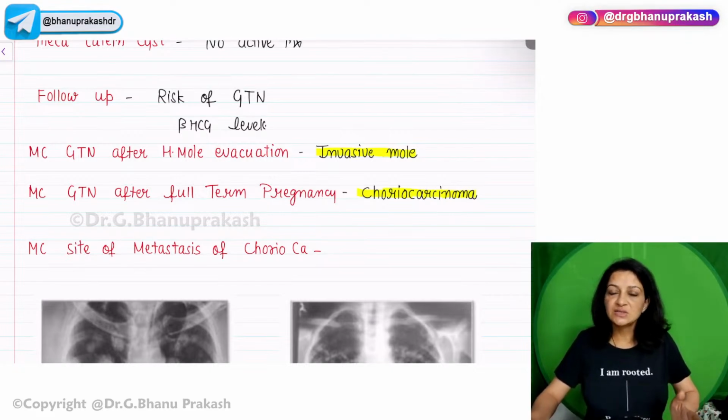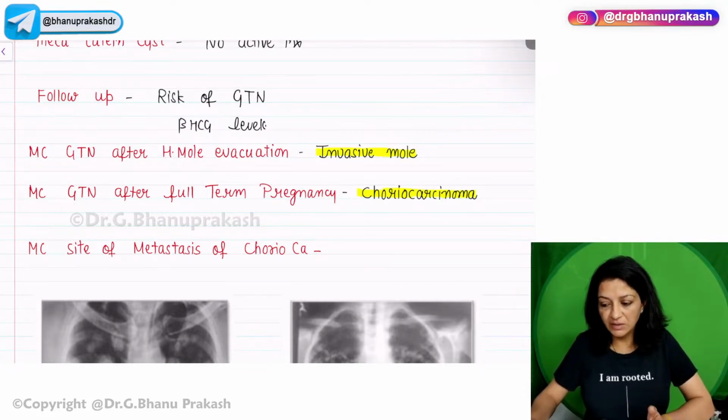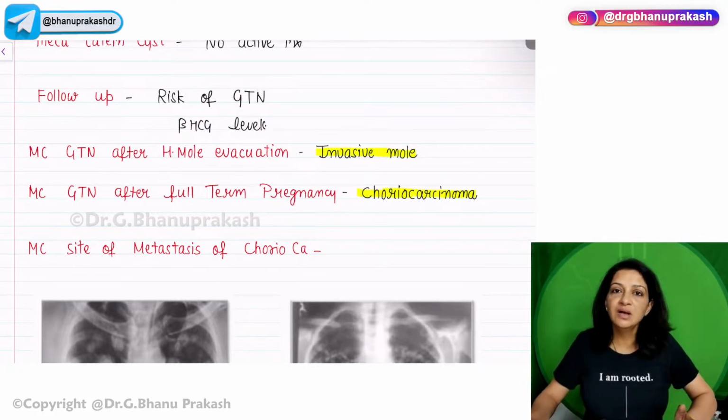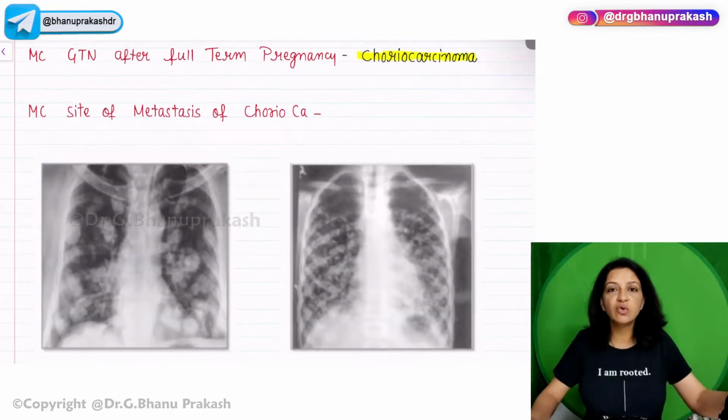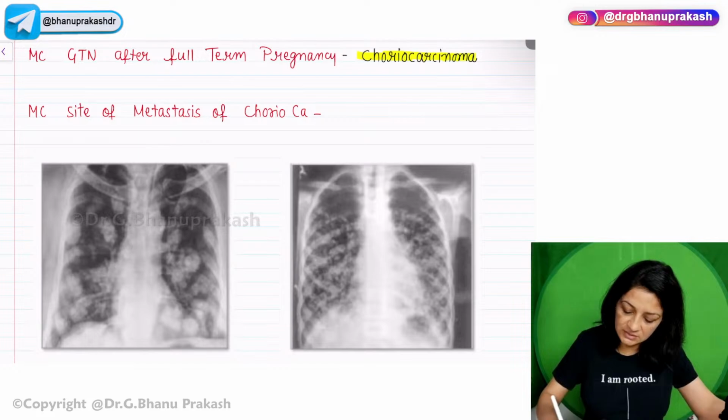In case of partial mole, levels will become normal by up to 7 weeks. In case of complete mole, levels will be normal after 9 weeks. So pregnancy will be contraindicated for 6 months, and for contraception we will give OCPs. The most common site of metastasis of choriocarcinoma is the lungs.